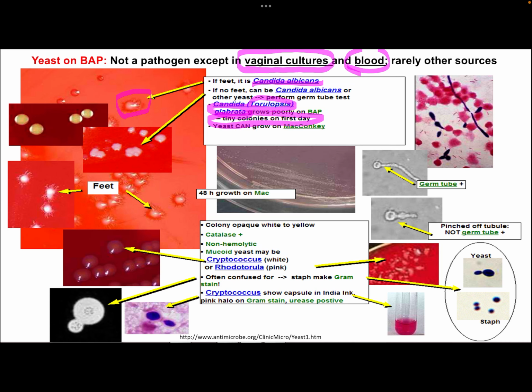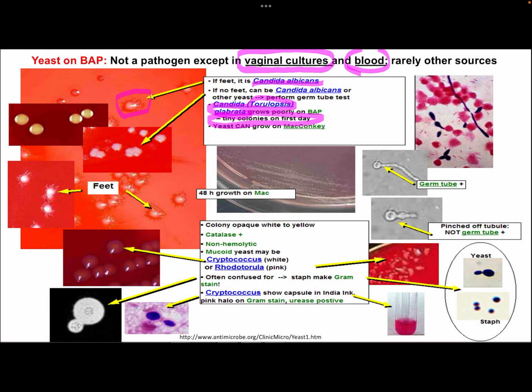So if ever you have growth in all plates, like the BAP, the chocolate, and the MacConkey, that is already an indication that it is a gram-negative microorganism. But you also have to look exactly at the colonial morphology, because that can also be a yeast cell or a fungus. Again, yeast can grow on MacConkey.